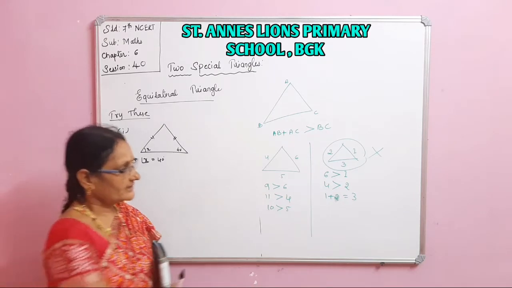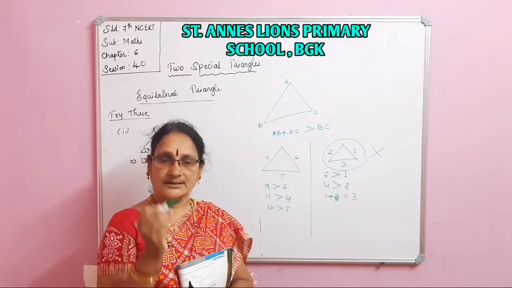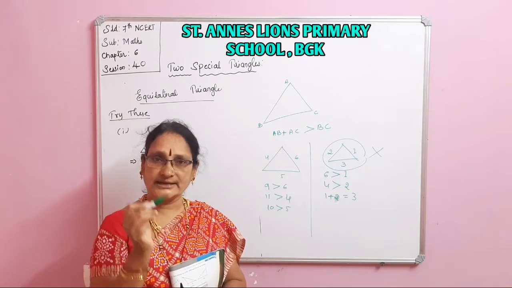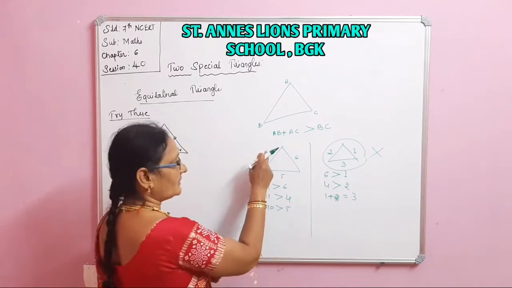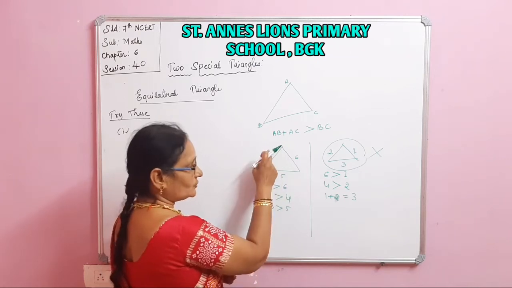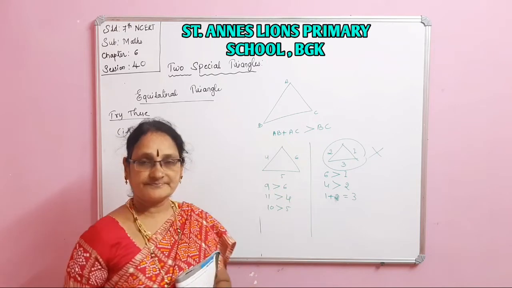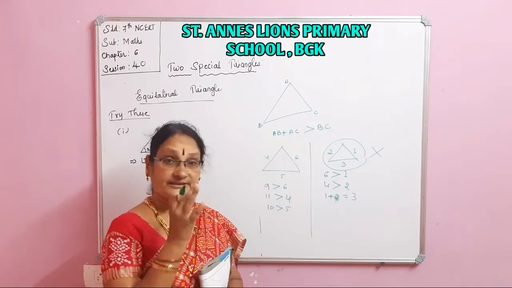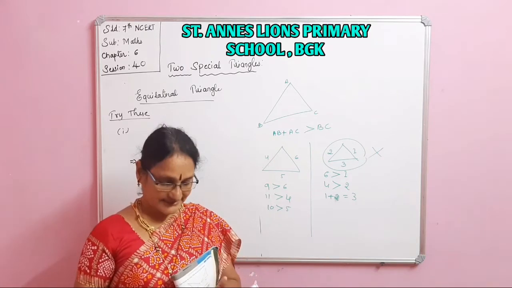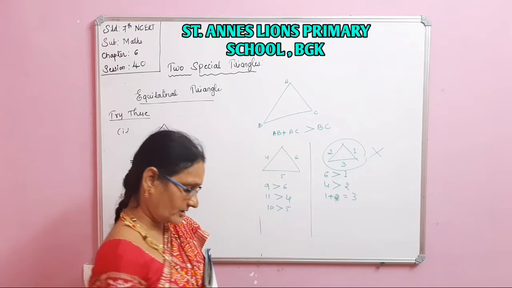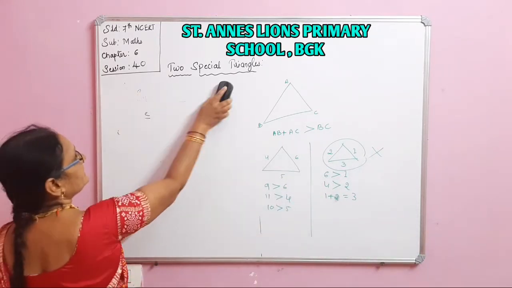So, try to understand. These three conditions must be satisfied. What is the condition? The sum of the lengths of the two sides of a triangle must be greater than the third side. The sum of the lengths of the two sides of the triangle must be greater than the third side. So, on the basis of these three conditions, now I am going to solve exercise 6.4. Now we'll see 6.4 one by one very easily.